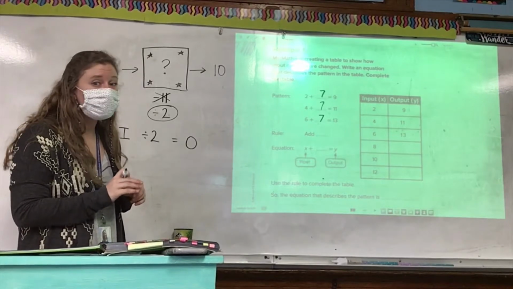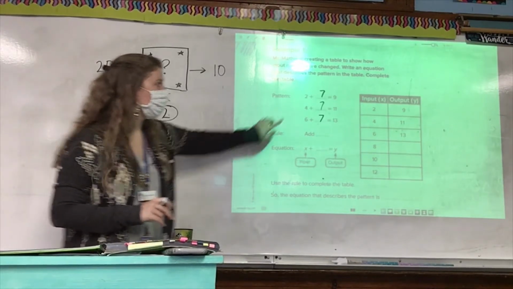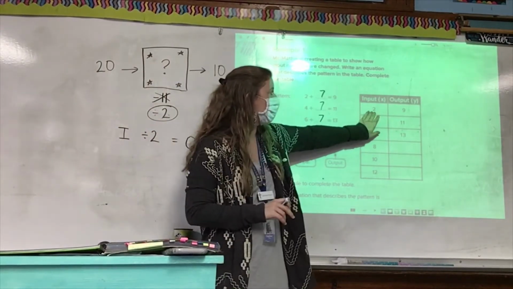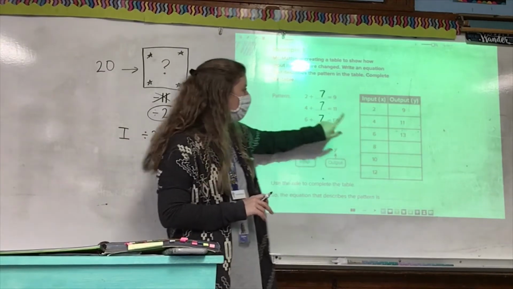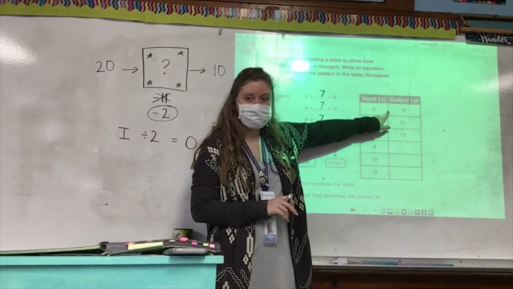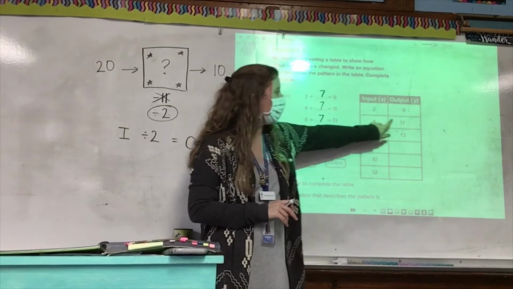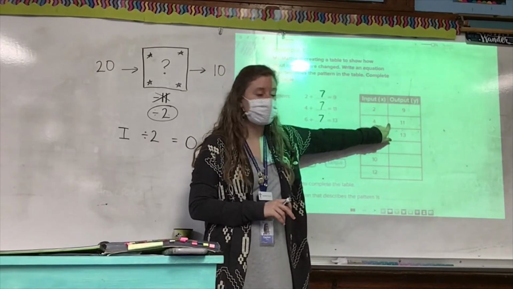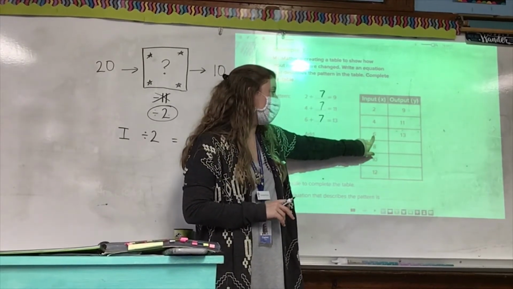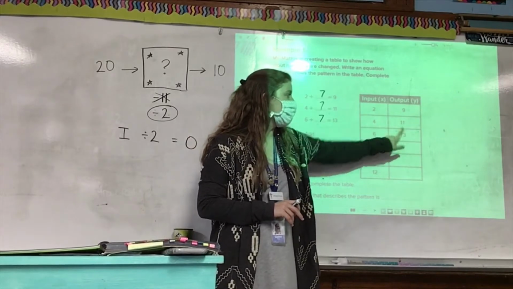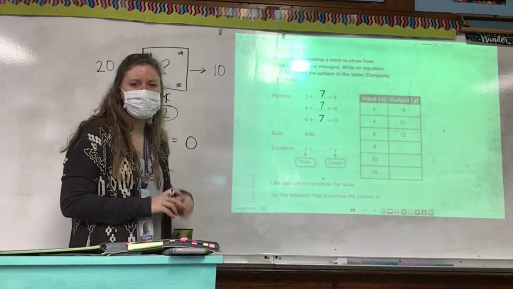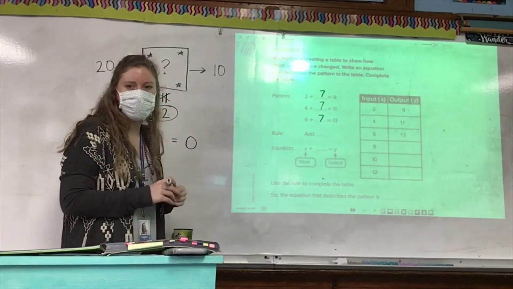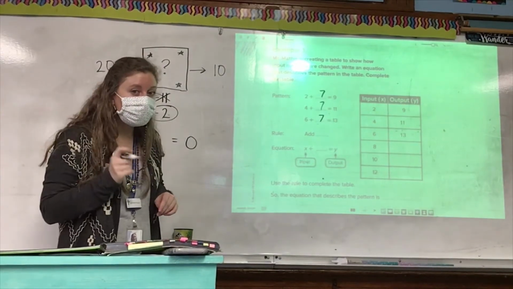What is the rule? When we put the 2 in, out came a 9, which means we added 7. When we put in 4, we got out 11, which means we added 7. We put in 6, we got out 13, which means we added 7. So what is the rule, Mason? Add 7.